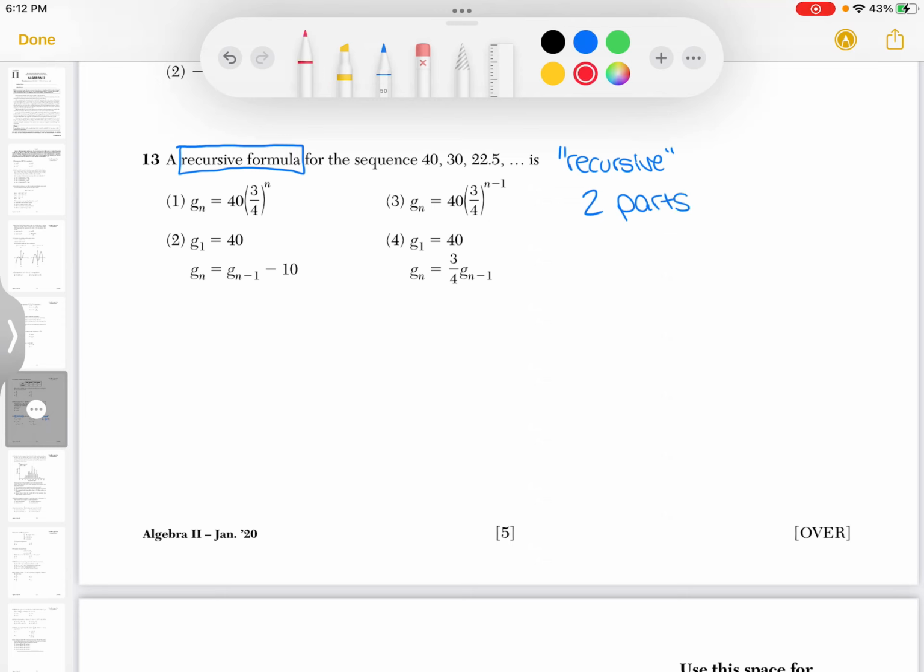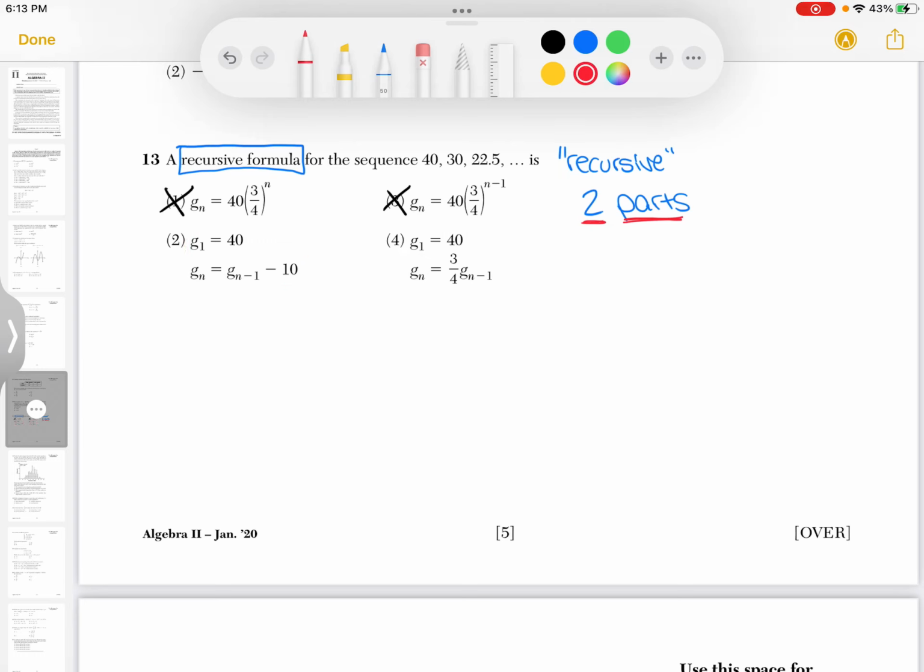parts. This is a very common question on the Algebra 2 Regents exams, and the multiple choice answers typically look like these. As soon as you see the word recursive, you need to be thinking that there are two parts, and if you can remember that, you're already down to a 50-50 shot. Choices 1 and 3 only have one equation. When I say two parts, I mean 1, 2, 1, 2. So I'm already down to a 50-50 shot between choices 2 and 4.